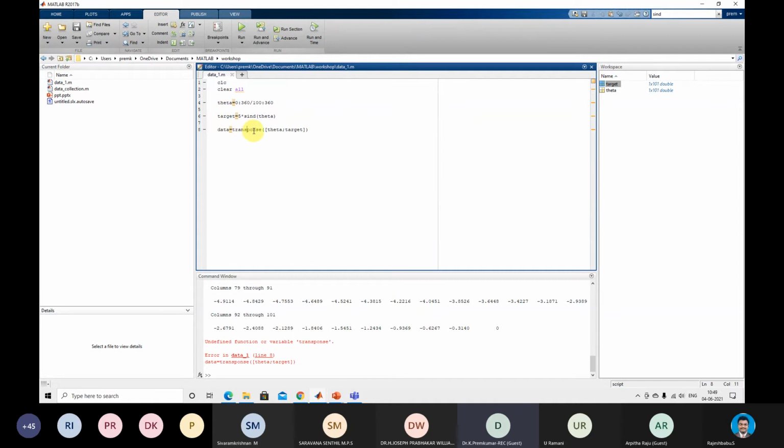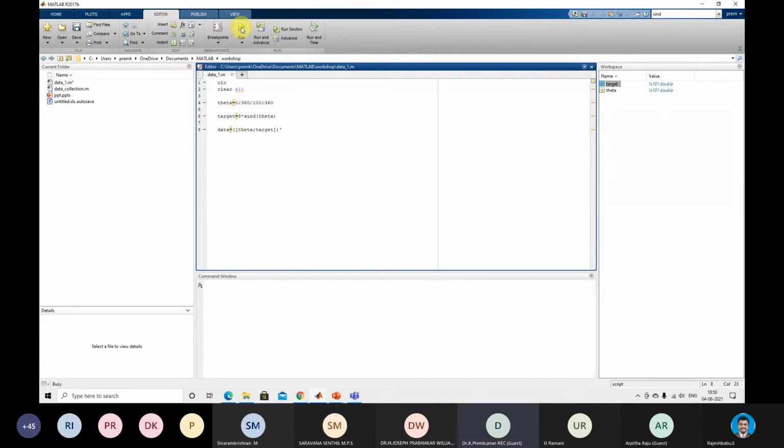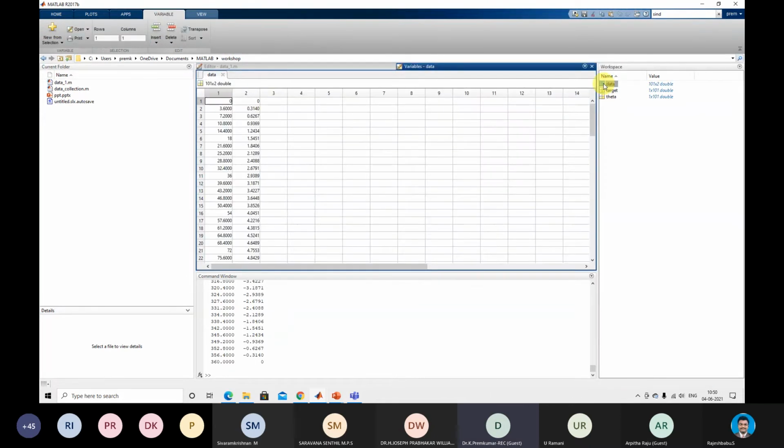Transpose. Otherwise you use this. Yeah, so you have to take the transpose, right? So now you can see that here is the final data.